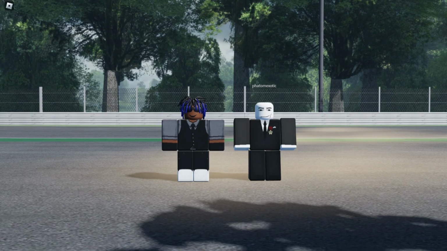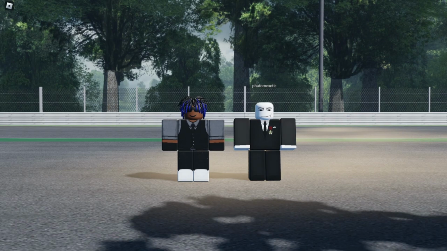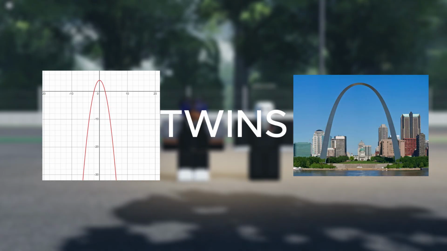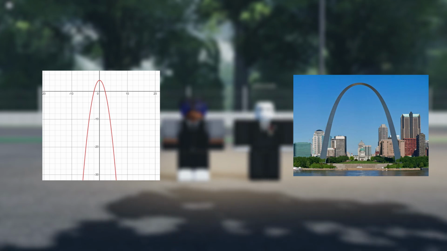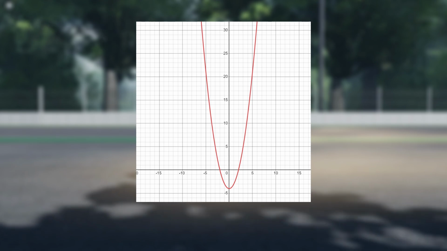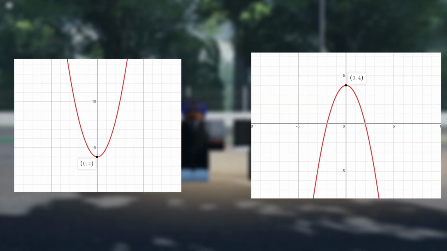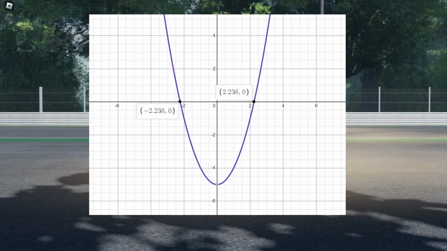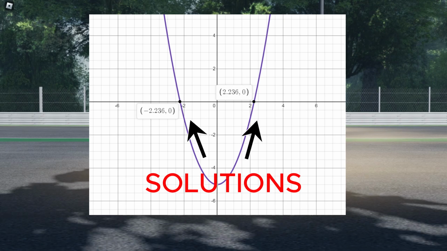Sorry about that, guys. What we call the parabola is a shape like this. It resembles an arch, such as the Gateway Arch in St. Louis. As you can see, it's a symmetrical shape. The middle of this symmetrical shape is called the vertex. A vertex can either be called a minimum or a maximum, depending on if it's at the top or the bottom of a shape. The solutions of a quadratic equation are where the parabola crosses the x-line, or the x-intercept.